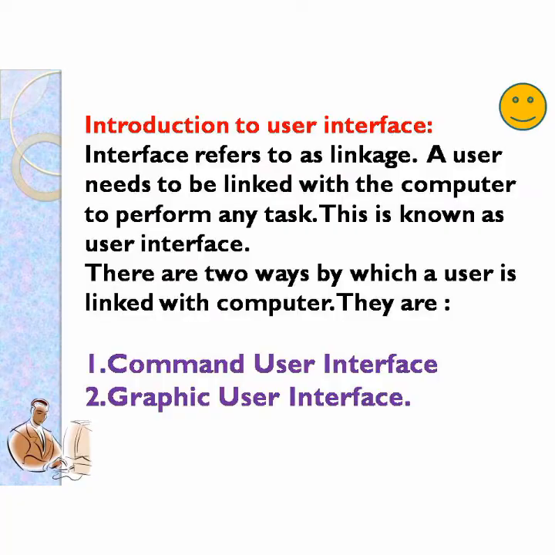Clear? Now we'll discuss introduction to user interface. So interface refers to a linkage. A user needs to link with the computer to perform any task. This is known as user interface. So there are two ways by which a user is linked with the computer. They are CUI and GUI, that is command user interface and graphic user interface.